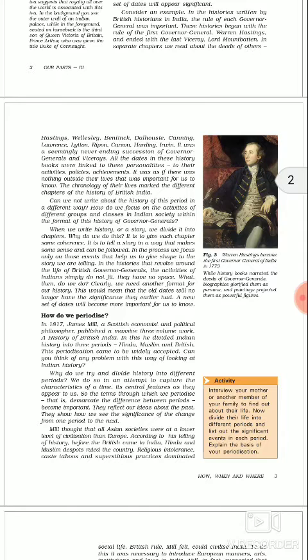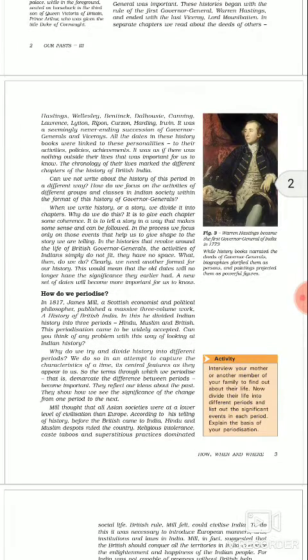So the chronology of their lives marked the different chapters of the history of British India, and for this reason it has become very vital for us. Can we not write the history of this period in a different way? How do we focus on the activities of different groups and classes? How can we classify the history into basic categories, the classes in Indian society, rather than the format of the governor generals?